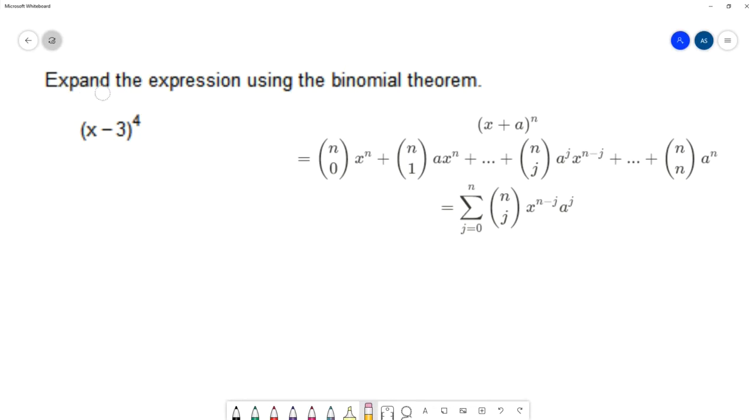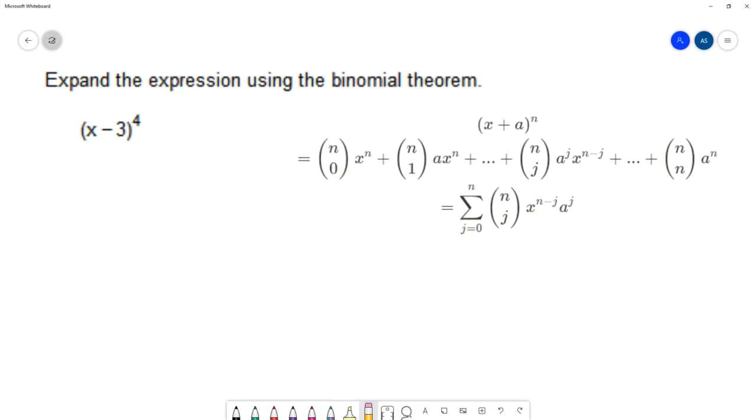For this example, we want to expand the expression using binomial theorem. The expression we're expanding is x minus 3 to the 4th power. I've taken a screenshot from our notes over here, which gives us the formula for binomial theorem.